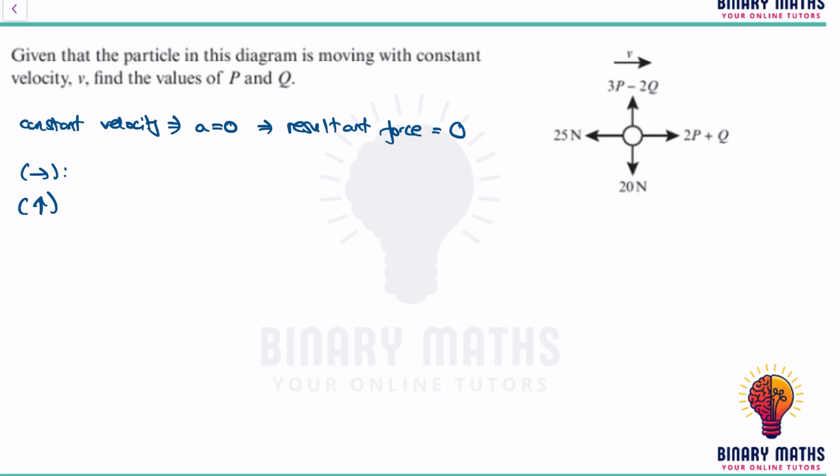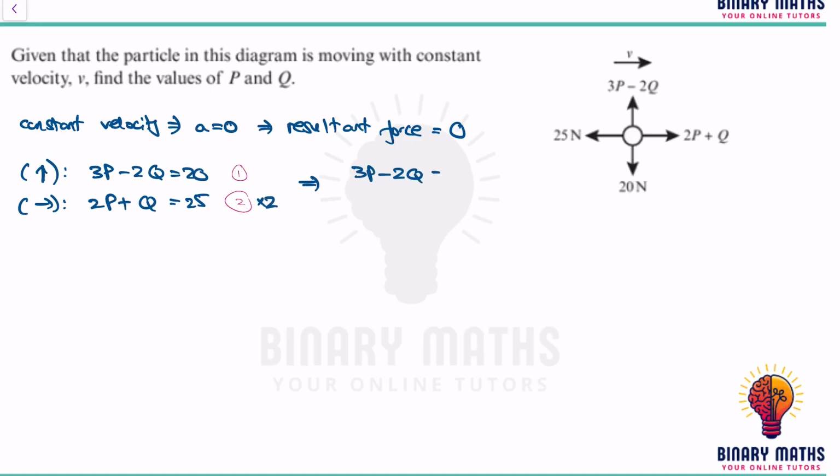So, let's just relabel it. Vertically we have 3P minus 2Q is equal to 20. And horizontally we have 2P plus Q is equal to 25. So that's equation 1 and equation 2. Well, I want to make the Q's the same. So if I multiply the second equation by 2, the first equation stays the same, 3P minus 2Q is equal to 20. The second equation becomes 4P plus 2Q, because we're doubling everything, is equal to 50.